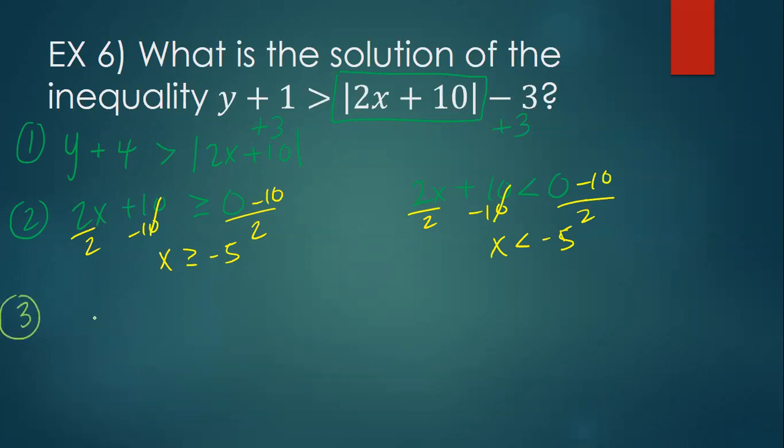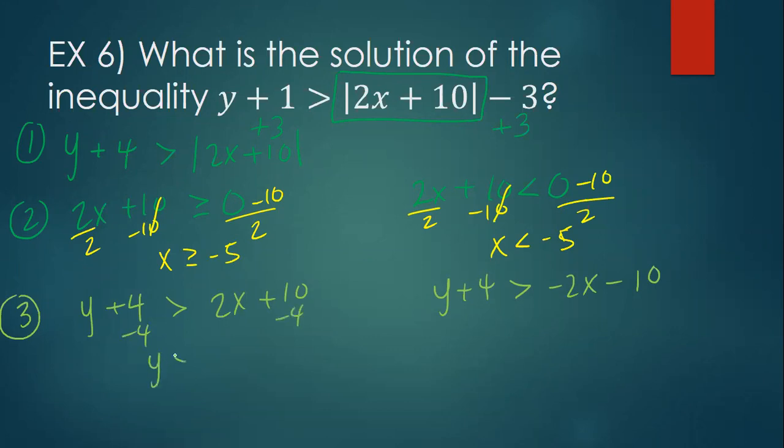Step 3, I'm going to take the inequality and solve it. So we have y plus 4 is greater than 2x plus 10. And we're going to have y plus 4 is greater than -2x minus 10. Remember, absolute values are going to produce positive and negative solutions of each other. So I subtract 4, and I get y is greater than 2x plus 6.